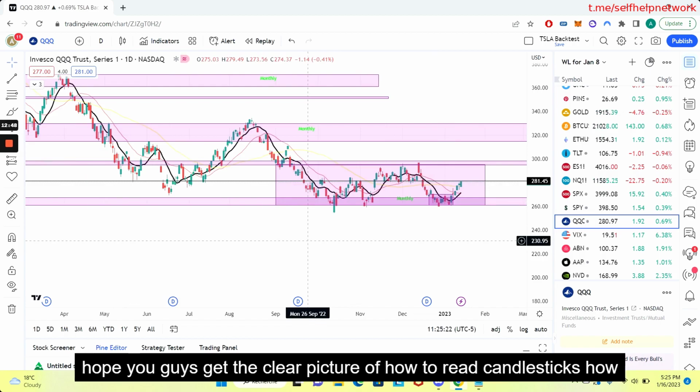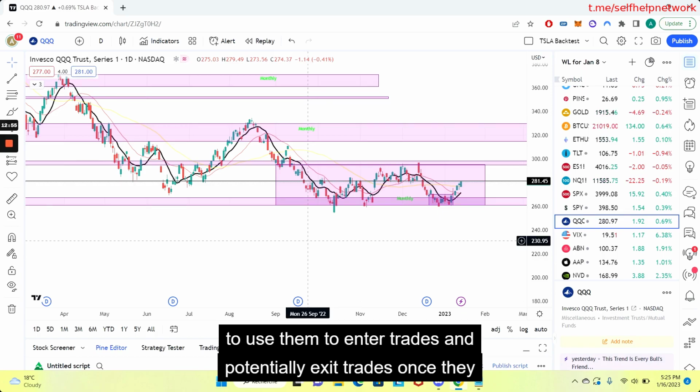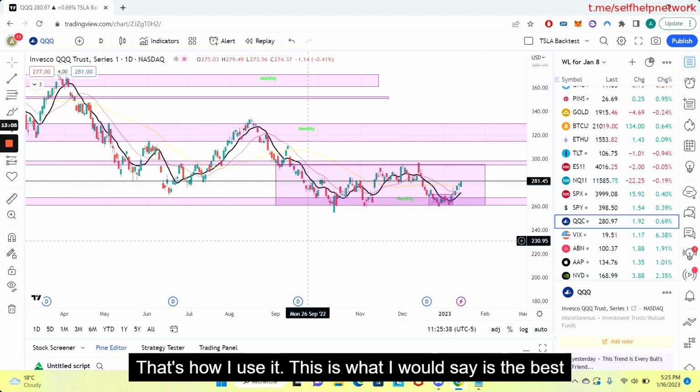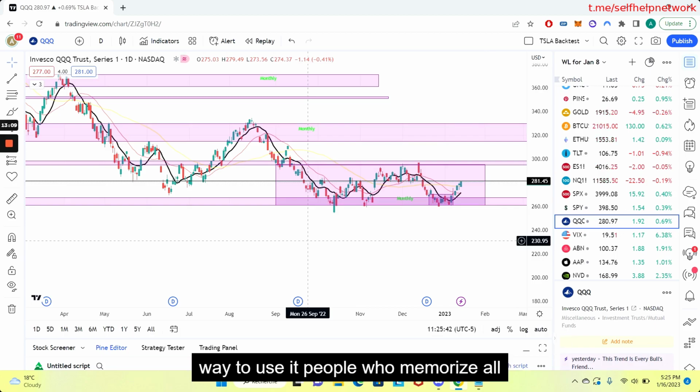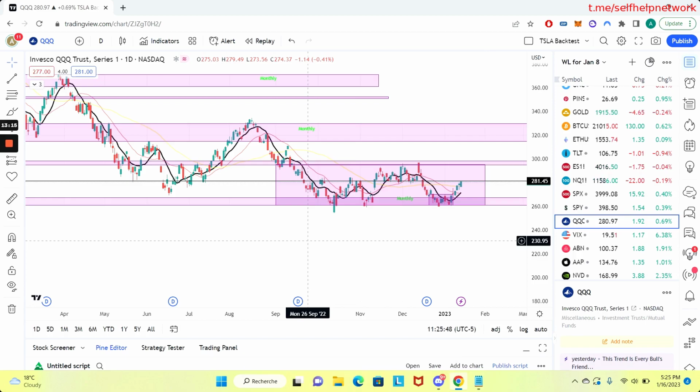So hope you guys get the clear picture of how to read candlesticks, how to use them to enter trades and potentially exit trades once they are at your target levels, and how to formulate a story with candlesticks. That's it. That's how I use it. This is what I would say is the best way to use it. People who memorize all the candlestick patterns, I don't really know how they can efficiently use it anyways. But this is my view on it.